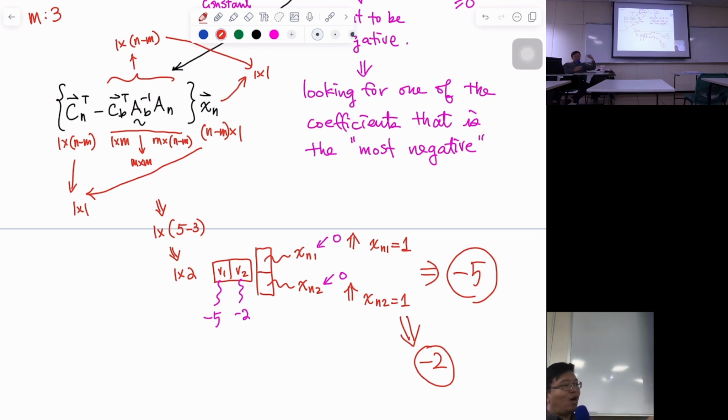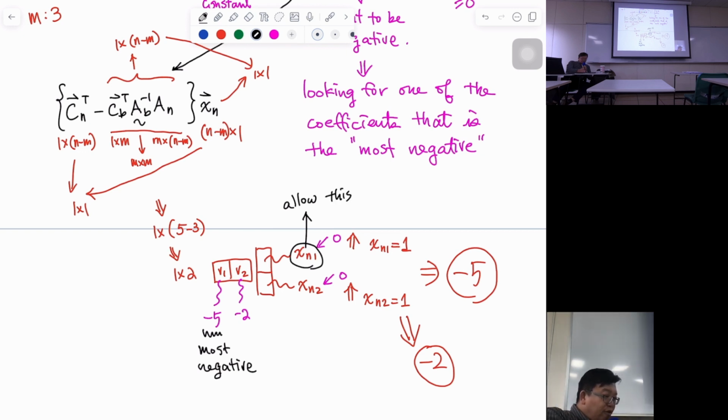For linear programming, we want the objective function to decrease faster. That's why we want to pick this one. It's the most negative one. This is going to be the variable we pick, and later on we allow this variable to have numbers greater than 0. So allow this variable to be larger than 0.